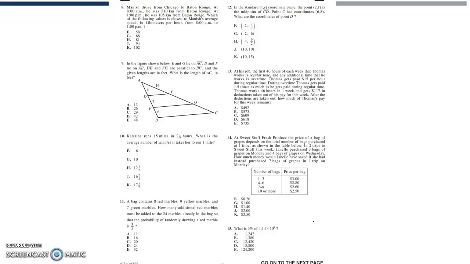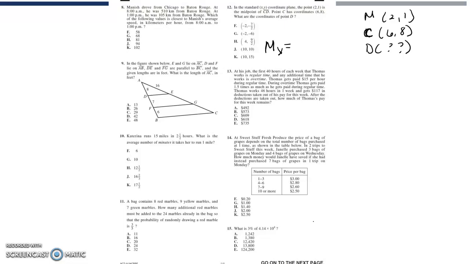Your midpoint is at 2, 1. So we have our midpoint at 2, 1. And then our regular point, C is what they call it, is at 6, 8. And we're looking for D. We don't know what that is. So your formula says this.